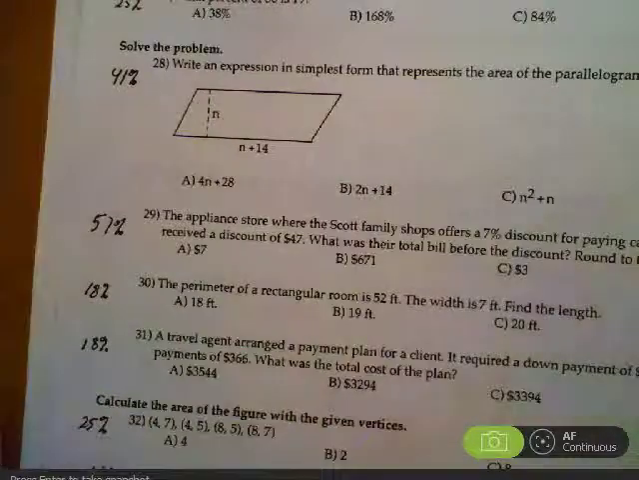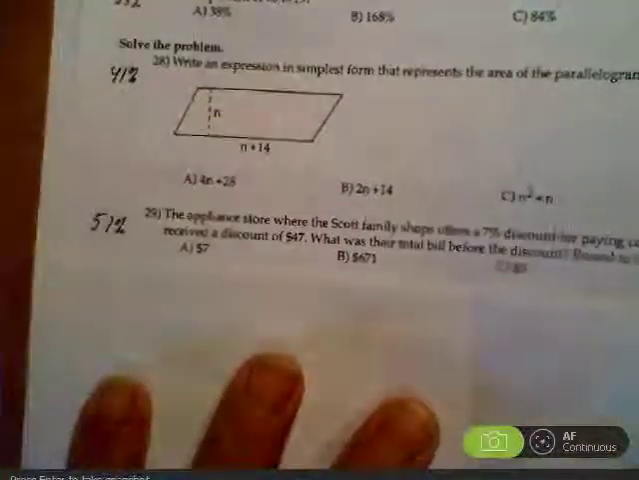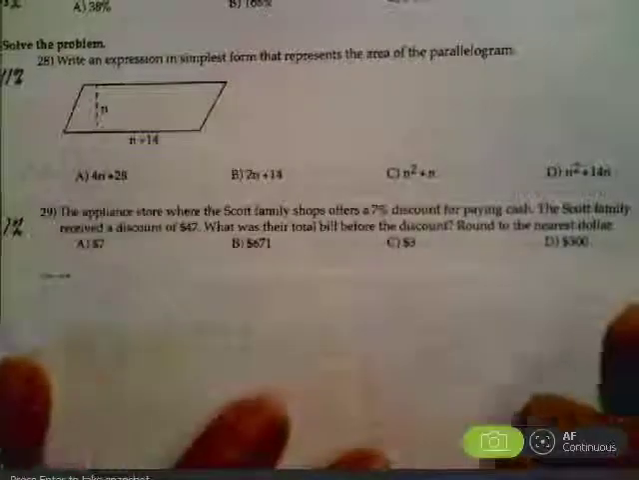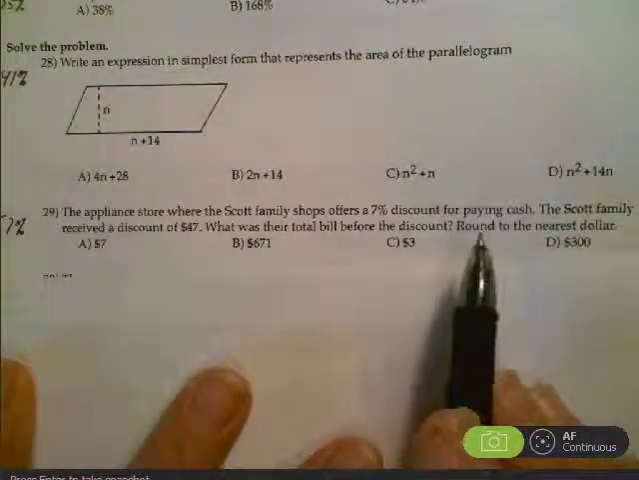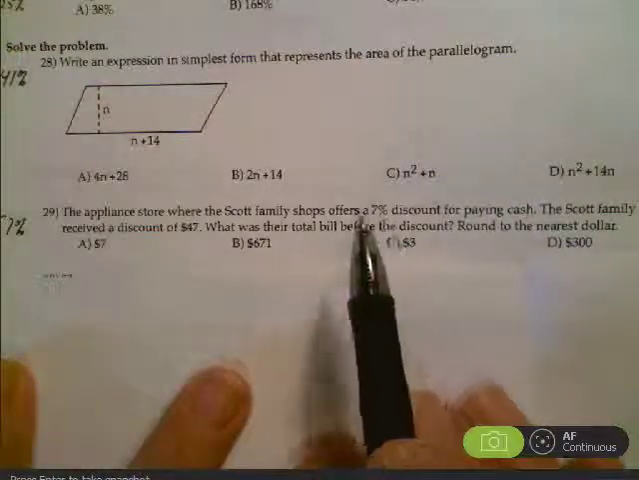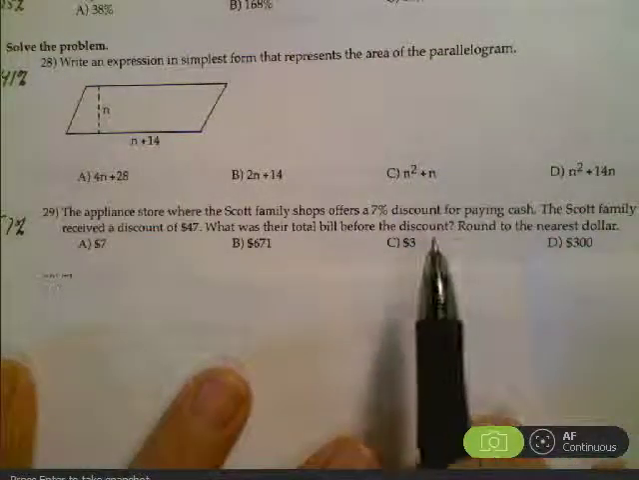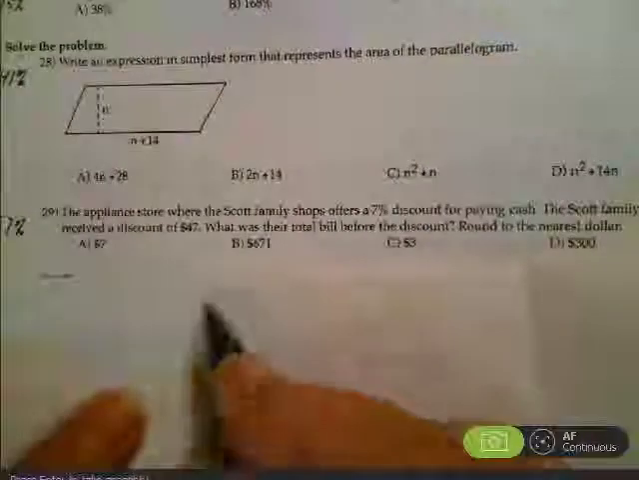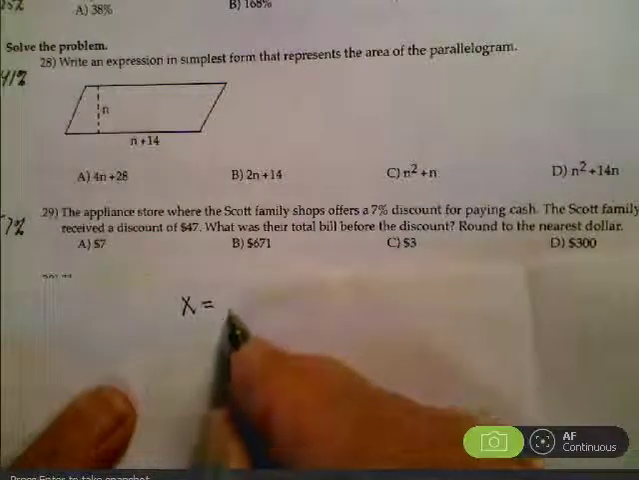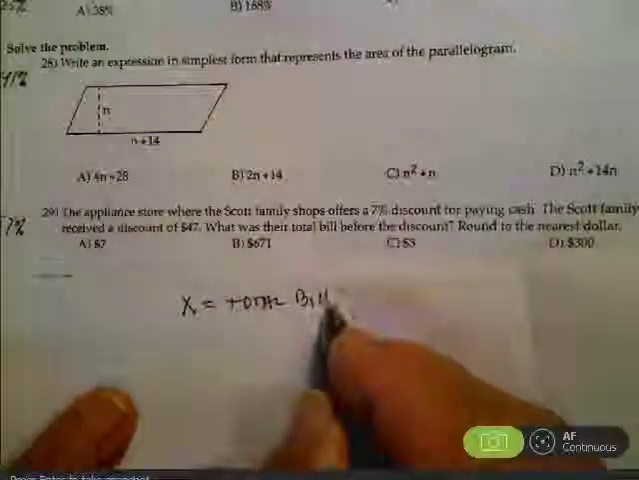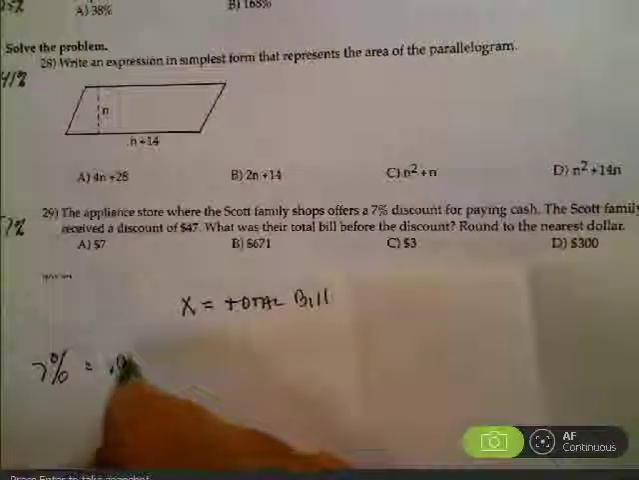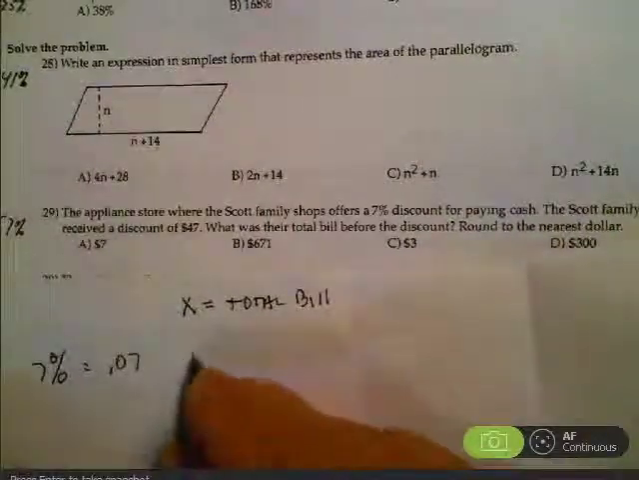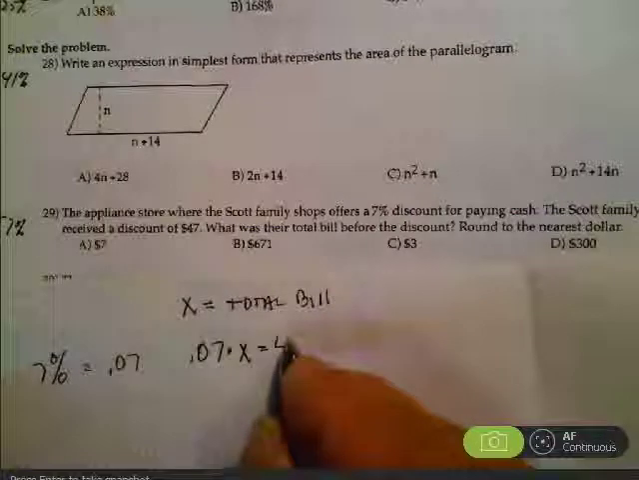Now we have our typical word problem where 57% of the students miss this. This is actually a fairly hard problem for most people. The appliance store where the Scott family shops gives a 7% discount for cash. The discount was $47. What was their total bill before the cash discount? Round to the nearest dollar. What X is their total bill? The discount was said to be 7%. 7% is 7 hundredths. 7 hundredths of X is $47.